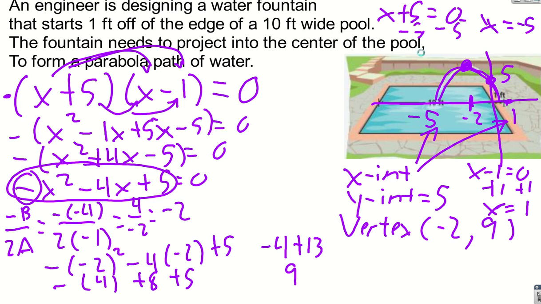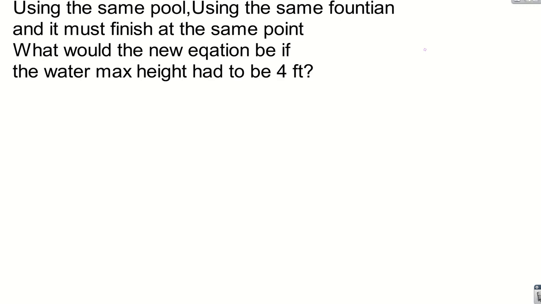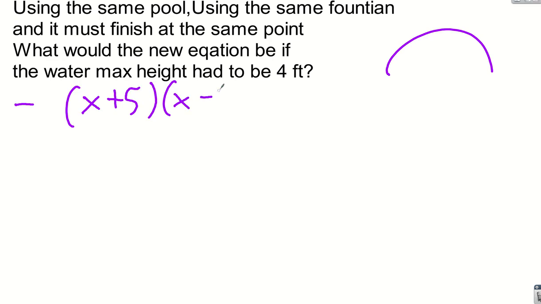So the only thing they might ask is, using the same pool and the same fountain, and it must finish at the same spot, what would the new equation be if the maximum height is 4 feet? So I'm still going to have my negative here because my parabola is opening down. It's still going to finish 5 feet into the pool. It's still going to be 1 foot off from the pool to shoot in. But instead of equaling 0 right here, we know what the maximum height is going to be. It's going to be 4. So we're going to set equal to 4. But now we don't know what our rate of change is to get to this 4. So we're just going to put a there for right now.